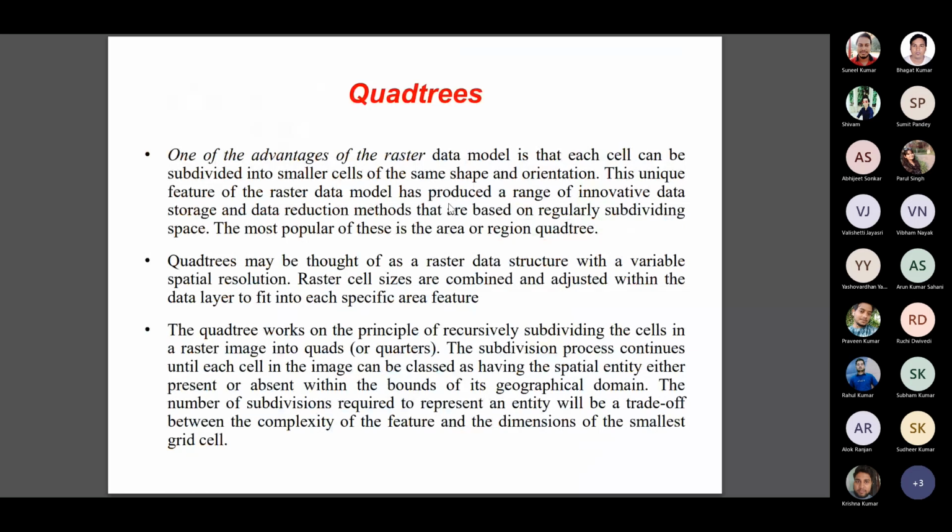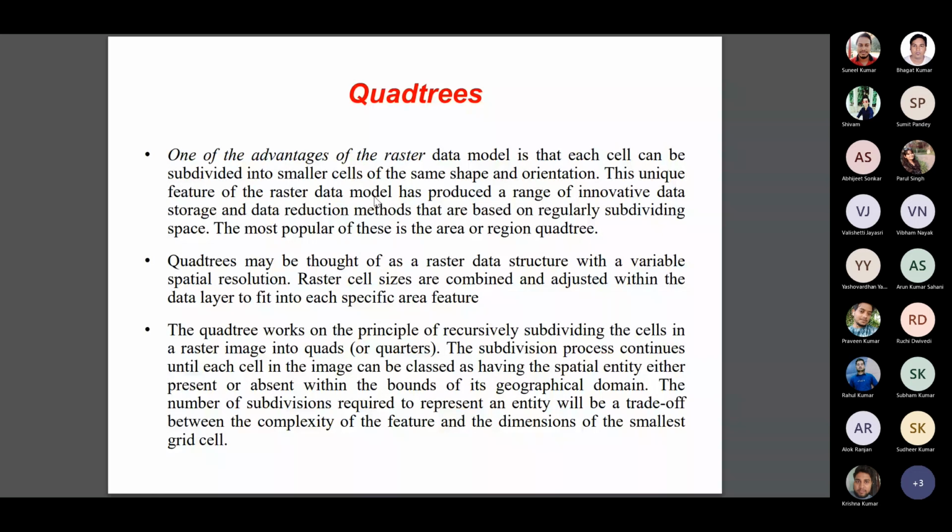One of the advantages of raster data model is that each cell can be subdivided into smaller cells of the same shape and orientation. This unique feature of the raster data model has produced a range of innovative data storage and data reduction models that are based on regularly subdividing space. The most popular of these is the area or region quad tree. Quad trees may be thought of as a raster data structure with a variable spatial resolution. Raster cell sizes are combined and adjusted within the data layer to fit into each specific area feature.